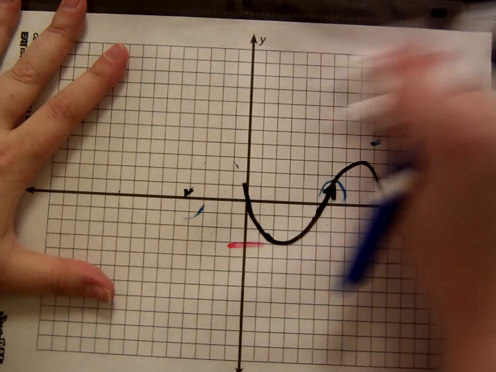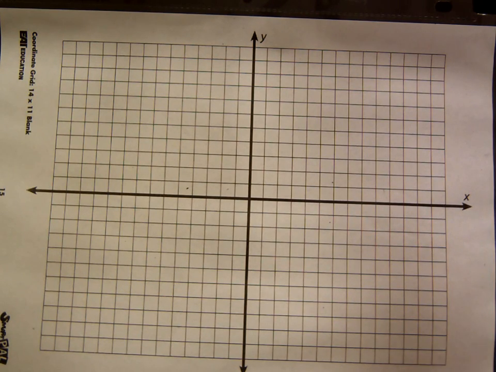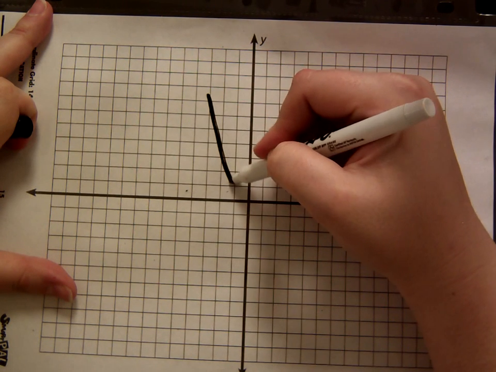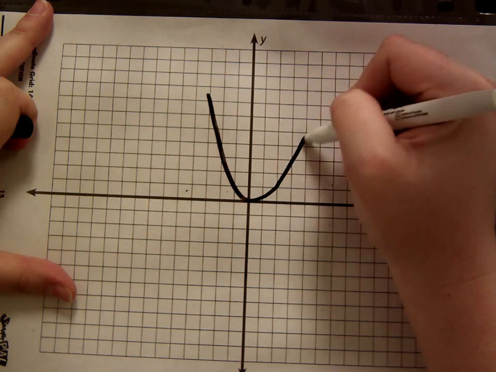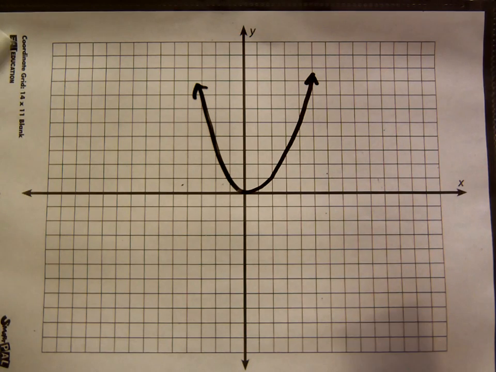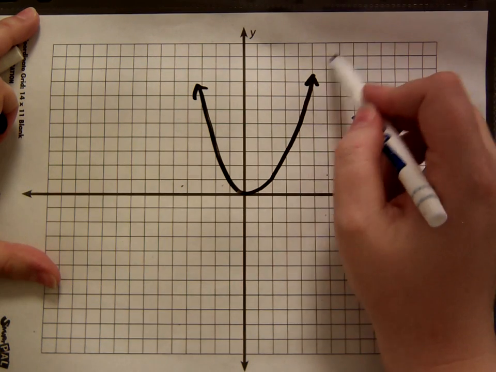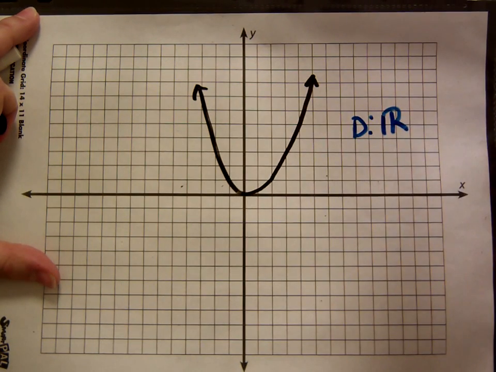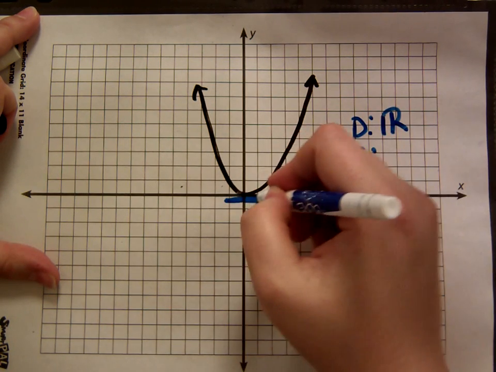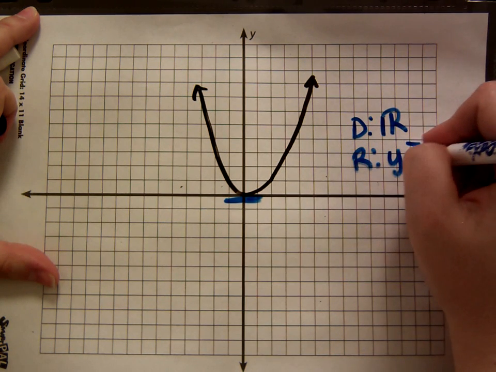Okay, let's do a different one. So let's say I had a parabola. Not a very good parabola, but there we go. If I had a parabola, my domain is going to be all real numbers again, because it keeps on going to the right forever, keeps on going to the left forever. There's no horizontal limit. But my range, well, it doesn't go below the origin. So all my y values are greater than or equal to 0.